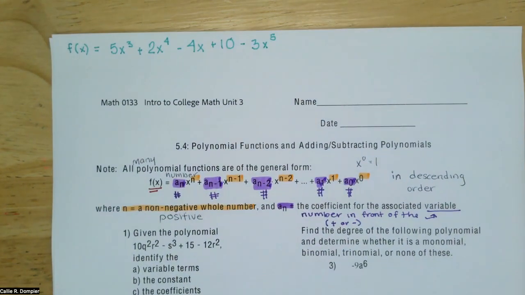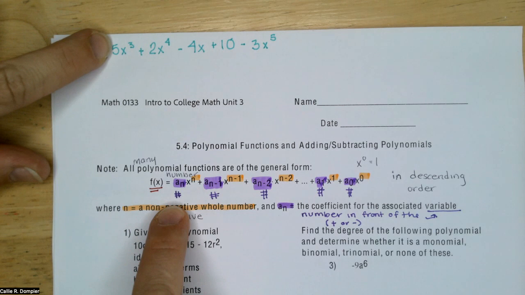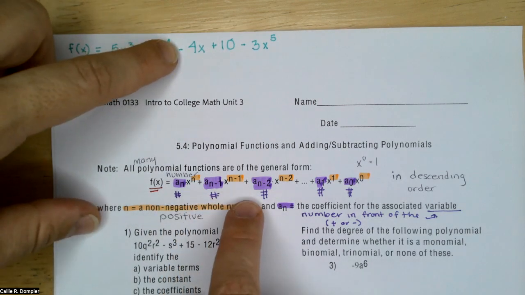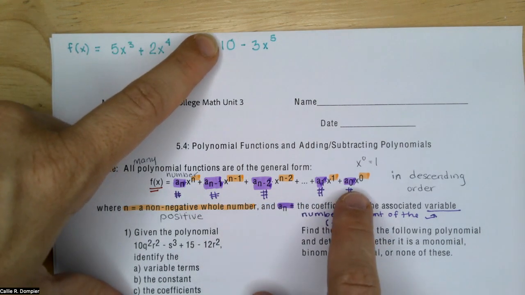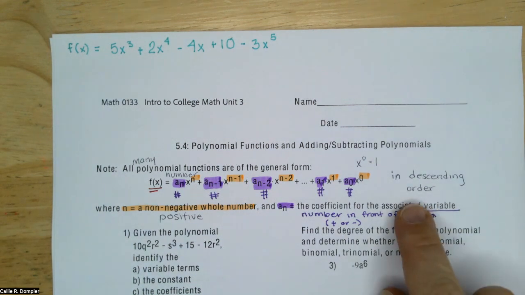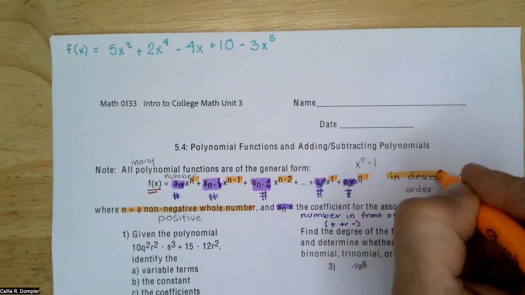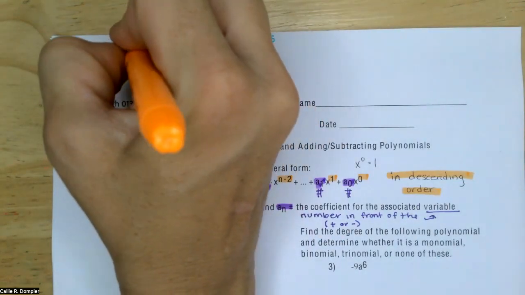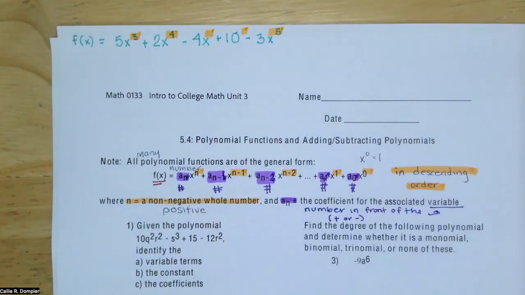There's my example polynomial. Now, here are the purple parts. It's just a number in front of the x. That's purple. That -4 is purple. Make sure you remember that the sign goes with the number. That +10 is purple, and that -3 is purple, okay? So that's what we're talking about. In descending order is the exponents. Here's my exponent of 3, exponent of 4, exponent of 5.